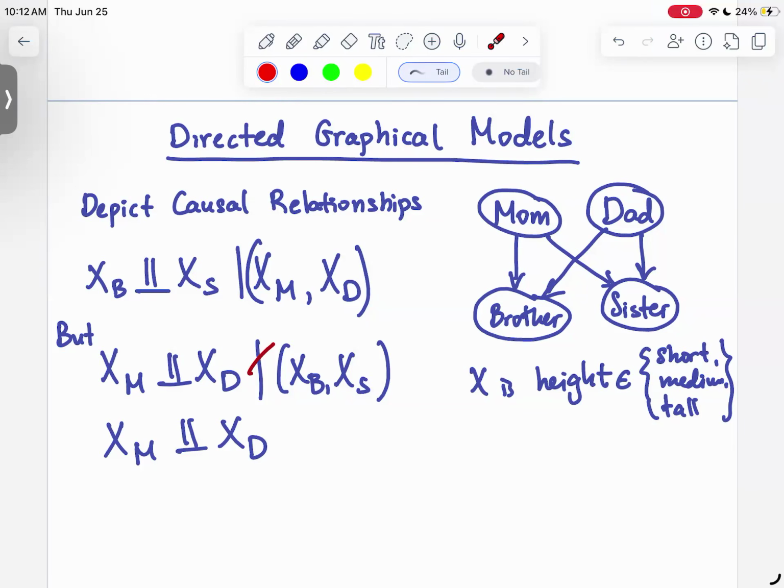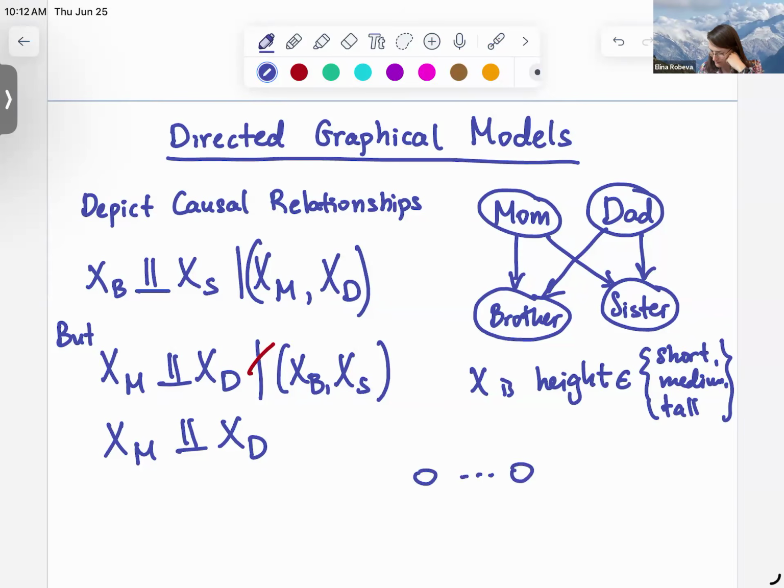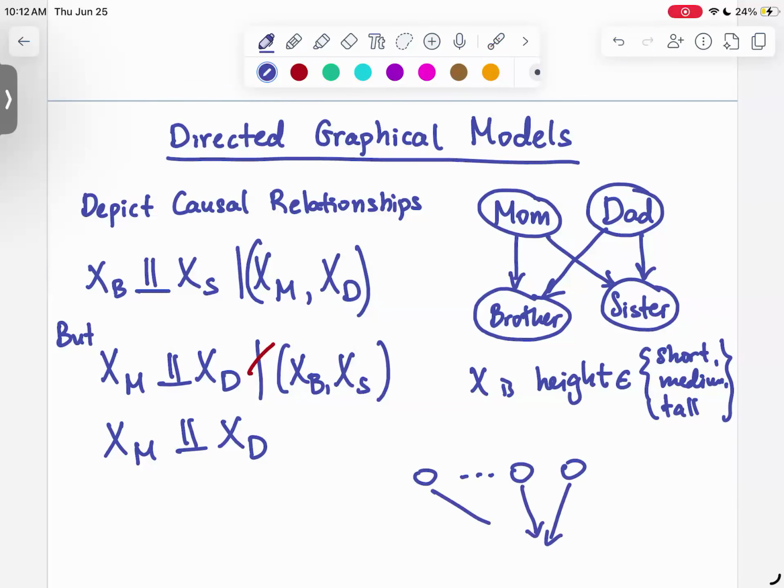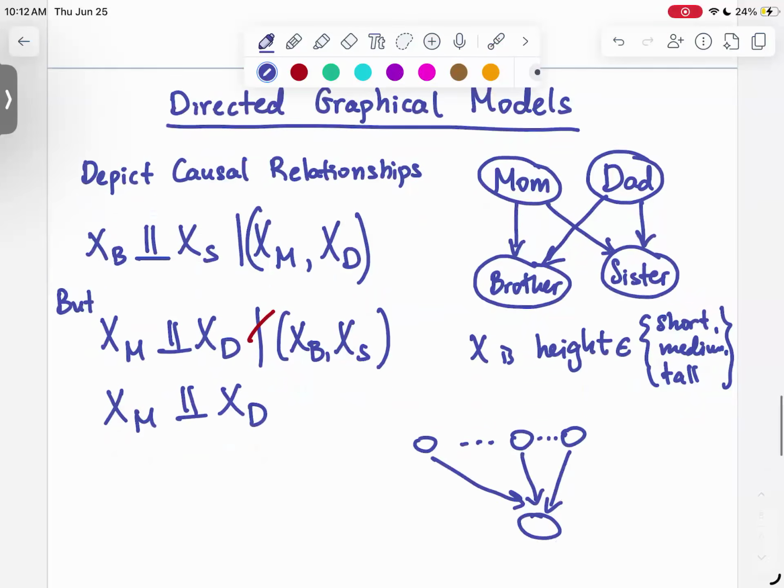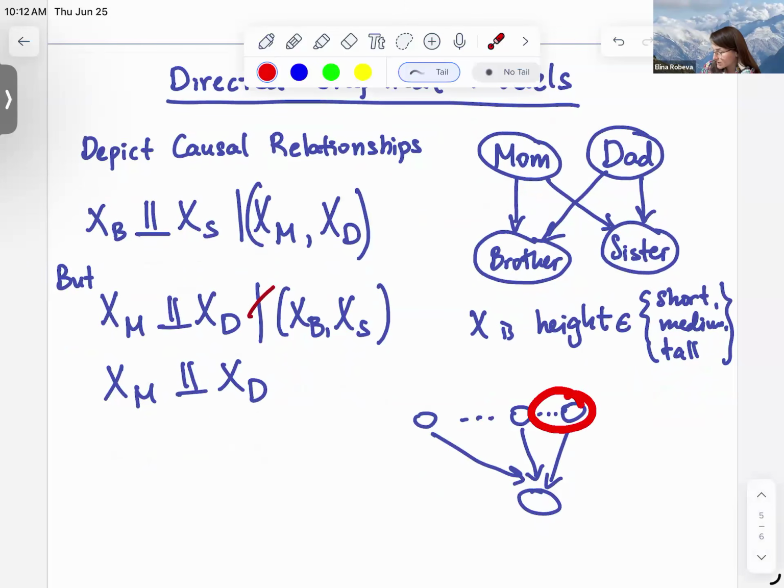So if there were three nodes pointing to the sister and you only had the information of one node pointing to the sister, then you couldn't say anything about the other nodes. For n nodes pointing to another node, you would need n minus 1. So you would need all but one to determine the last one. Okay, so you mean these to determine this one, given the sister.